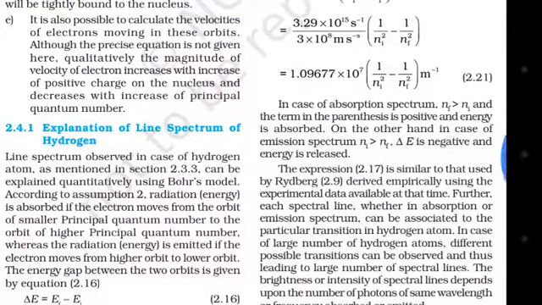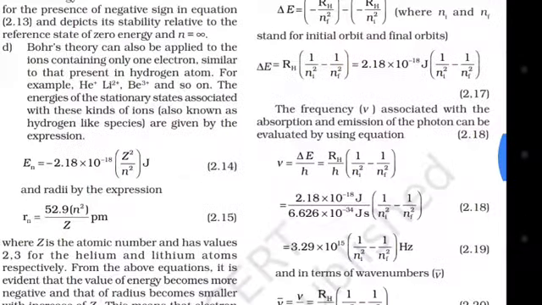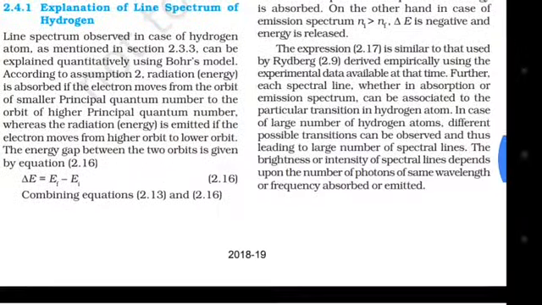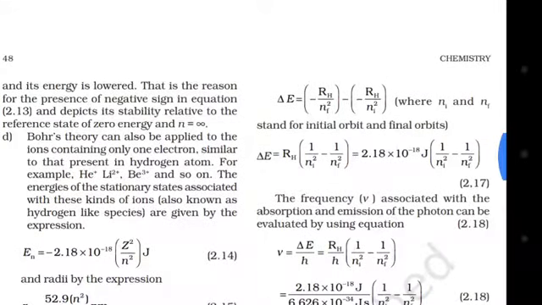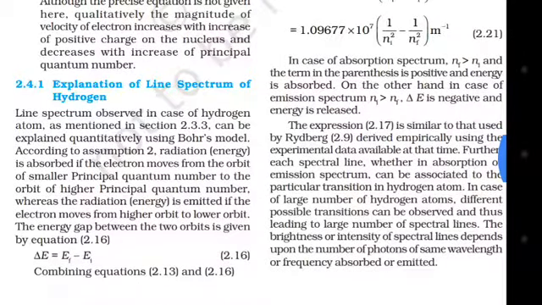In case of absorption spectrum, where nf is greater than ni, that means the final orbit is greater than the initial orbit, and the term in the parenthesis is positive. And what do you mean by parenthesis? Don't you know parenthesis?